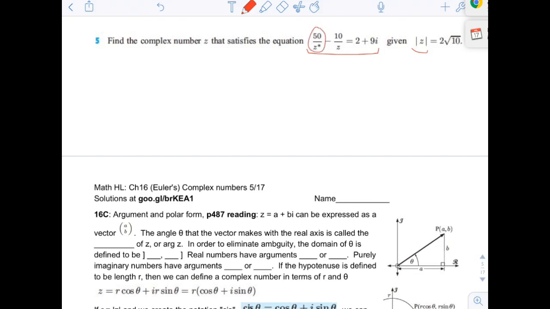So we're going to multiply 50 divided by z conjugate by z on top and z on the bottom. We'll get 50z divided by z conjugate times z. And that is subtract 10 divided by, and then we're going to do the same thing. We're going to multiply z by z conjugate and z conjugate also on top. That equals 2 plus 9i. Then we're going to see that the top, we can combine the numerators. And that is equal to z conjugate equal to 2 plus 9i.